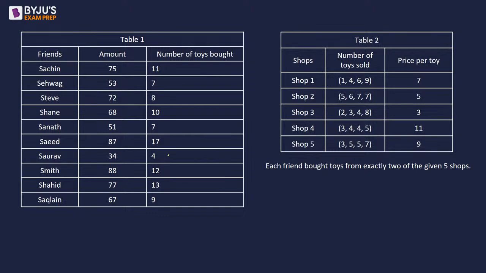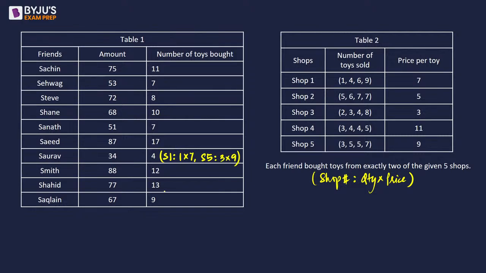So for Saurav, we have already seen, he buys one quantity from shop 1, so I'll write S1, one quantity of 7 rupees, and then 3 quantities of 9 rupees, so that it's a total of 34 rupees and a total of 4 toys. And this is shop number 5. He buys 3 of 9 rupees. So the approach I'm using is shop number, quantity into price. I'm writing it like this, okay?